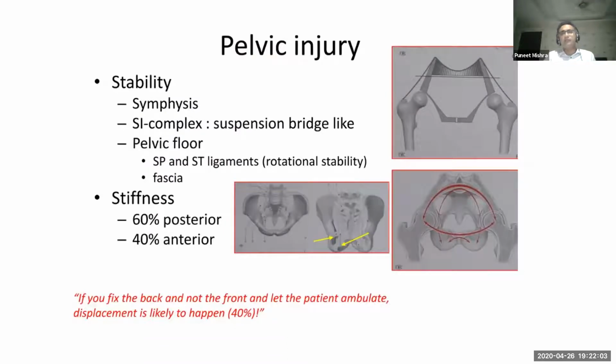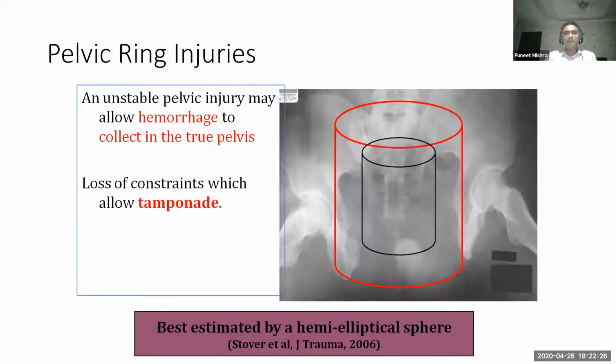The pelvic ring is a ring which offers 60% stability from the posterior complex and only 40% stability anteriorly. So it's a suspension-like bridge. In the pelvic floor, the sacrospinous, sacrotuberous, and sacroiliac ligaments provide rotational stability, as do the fascial attachments. They help bind the pelvic floor and allow tamponade to be there. The loss of tamponade allows hemorrhage to collect in an unstable pelvic fracture scenario, to which a pelvic binder or external pelvic fixation comes to the rescue, wherein once the bleeding cancellous surfaces are opposed, the bleeding is supposed to stop if it is arising from the cancellous bone or the venous plexuses.